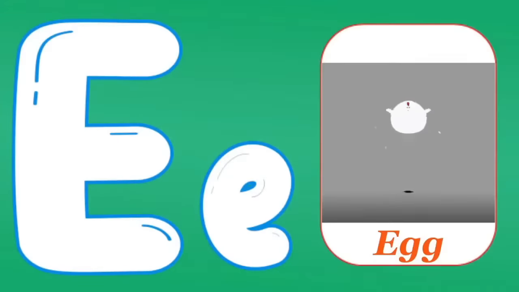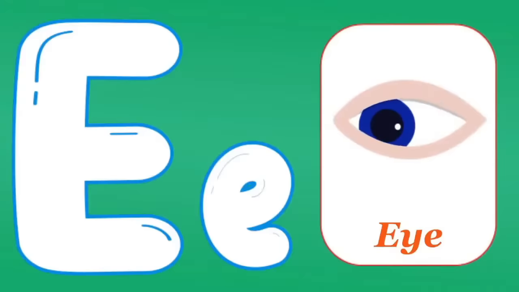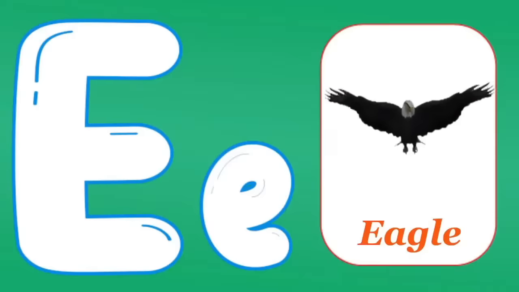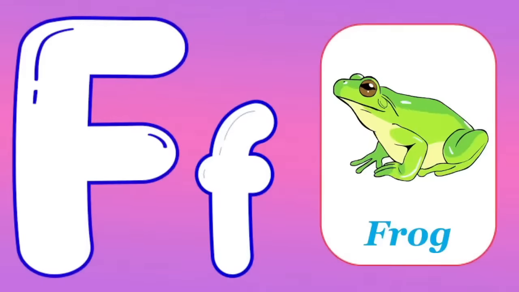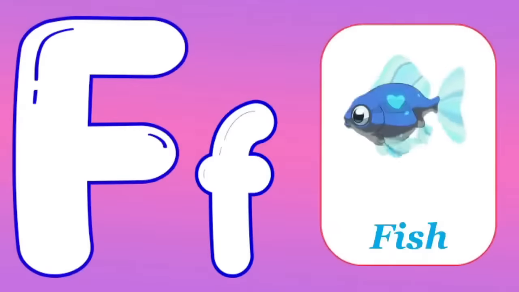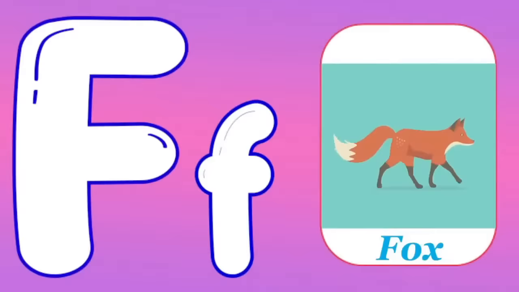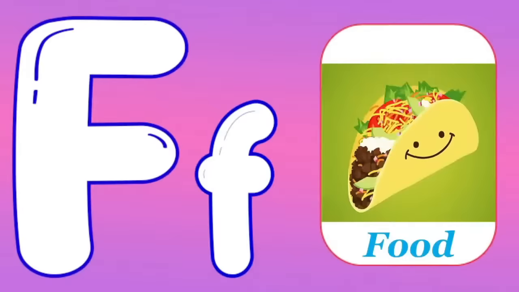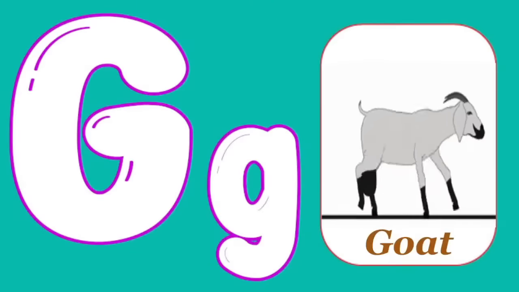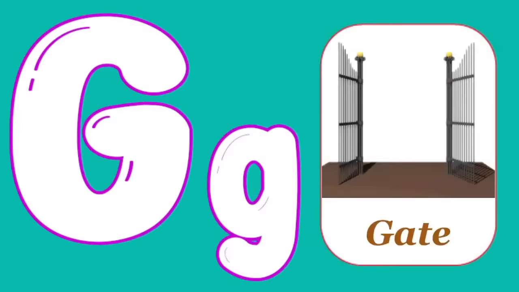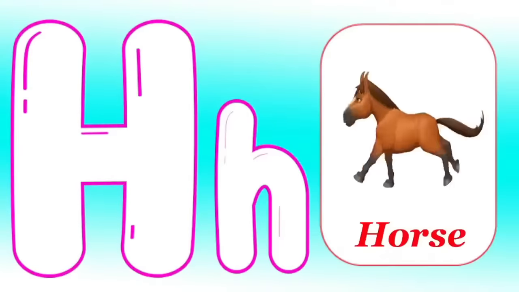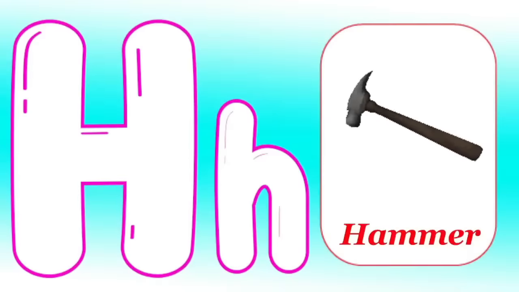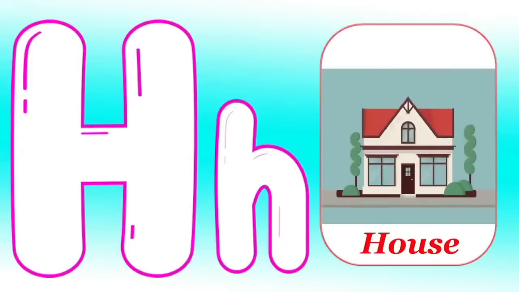E. E for egg. E for eye. E for elephant. E for eagle. E for elf. F. F for frog. F for flower. F for fish. F for fox. F for food. G. G for goat. G for grapes. G for gate. G for gorilla. G for girl. H. H for hat. H for horse. H for hammer. H for house. H for hen.